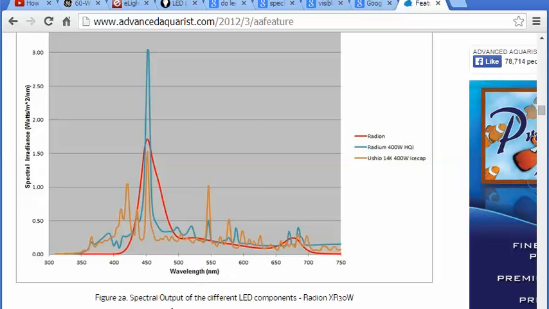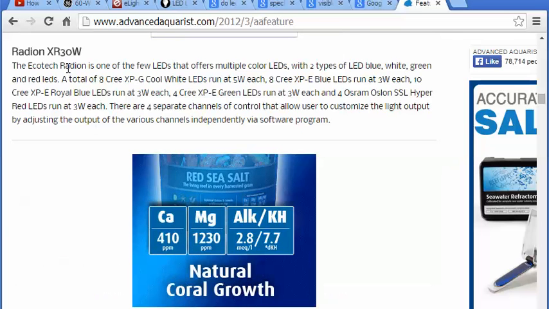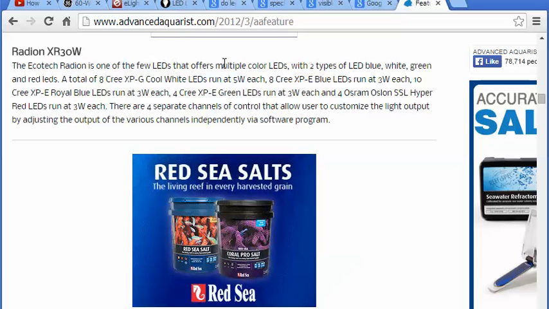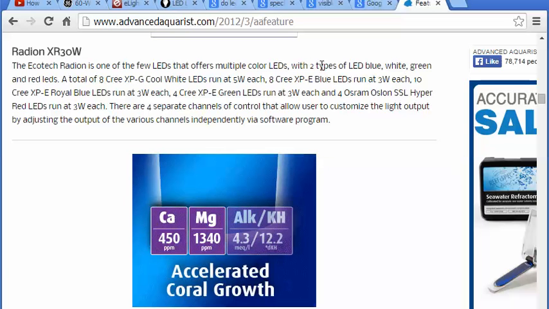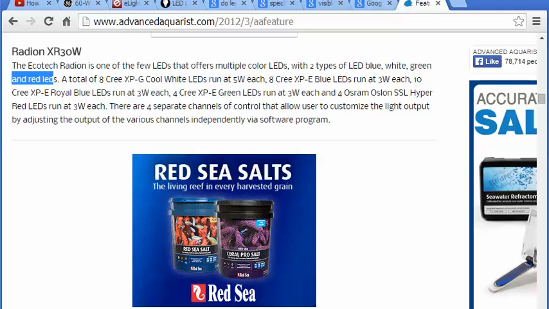And here it is, spectral output of the different LED components, Radion XR30W. What's that mean? The Ecotech Radion is one of the few LEDs that offers multiple color LEDs with two types of LED: blue, white, green, and red LEDs.